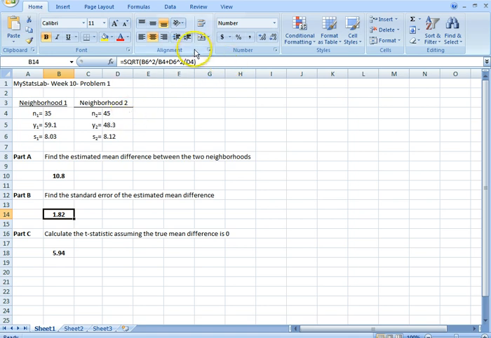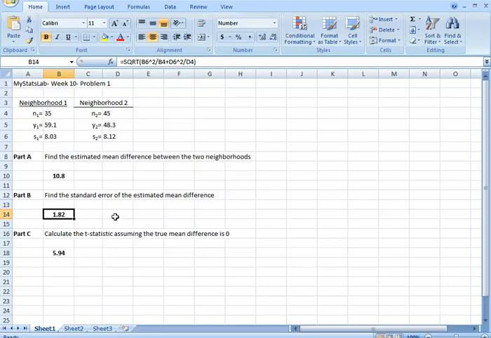And you'll see here the formula that I put in to let Excel do the calculating for me. Square root of B6, and you see how you write squared there, divided by B4 plus D6, again squared, divided by D4. Let the Excel program do the work for us, and we come out with the standard error of the estimated mean difference to be 1.82.